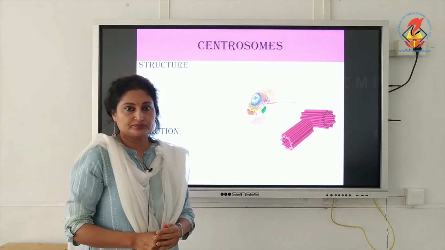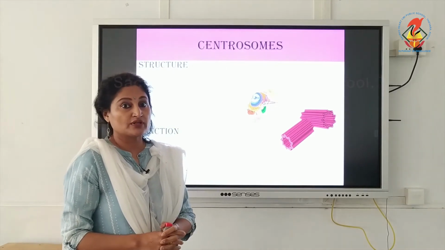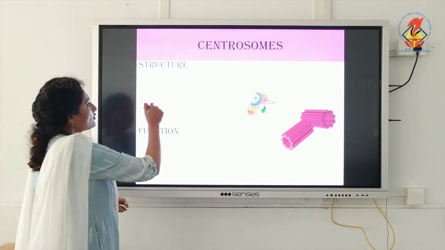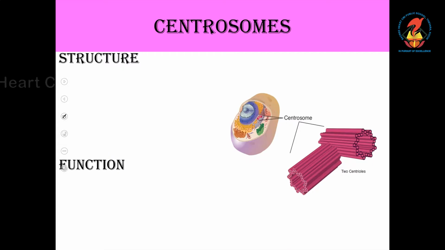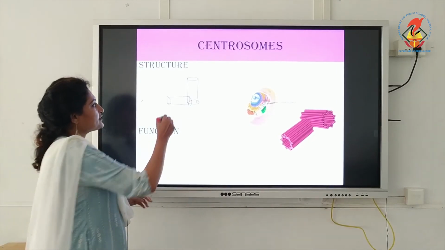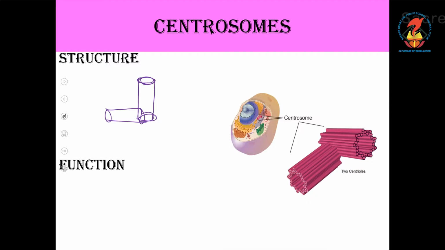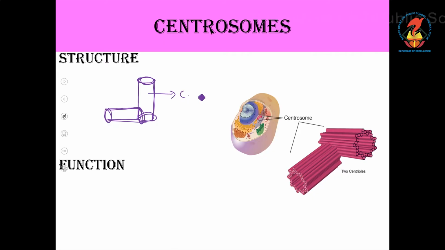Next, centrosome. Centrosome, as I told you, is also a non-membrane bound organelle found in animal cells. Now, talking about the structure of centrosome: a centrosome consists of two cylindrical structures. I am drawing one cylinder, and look at the second cylinder. How are they located? They are located at right angles to each other, or perpendicular to each other. Each cylinder is called a centriole.